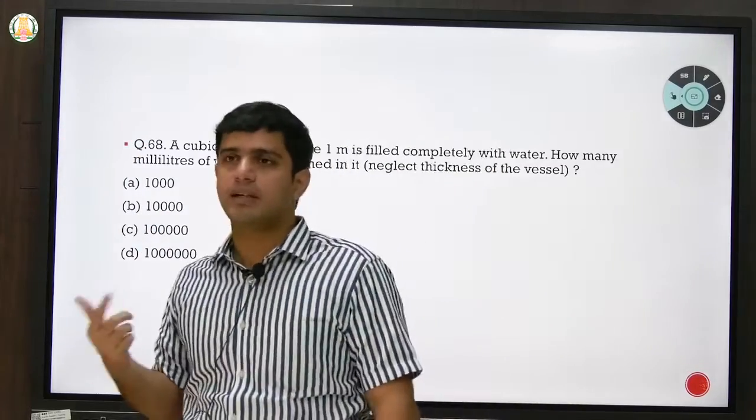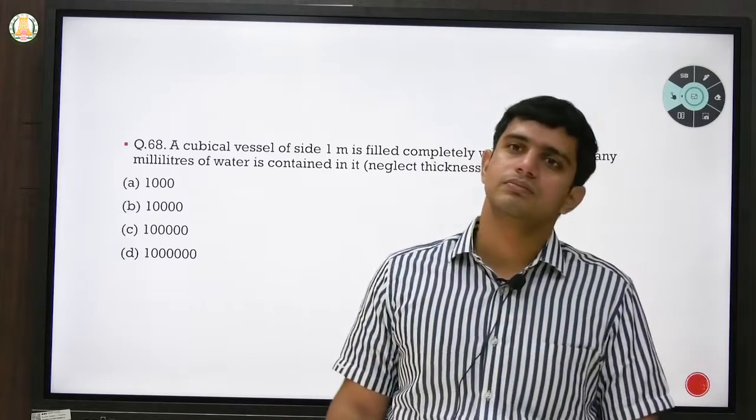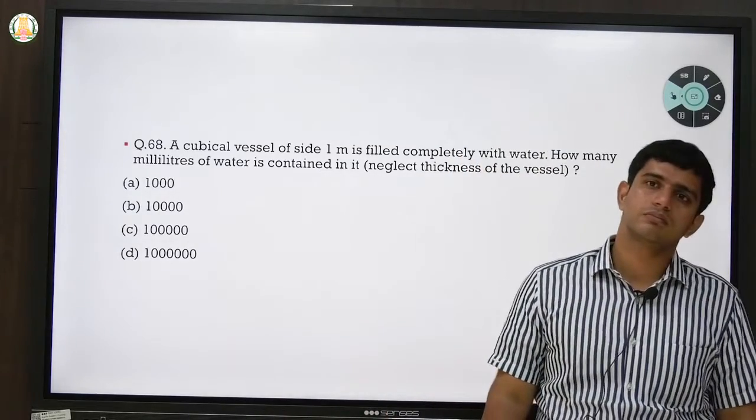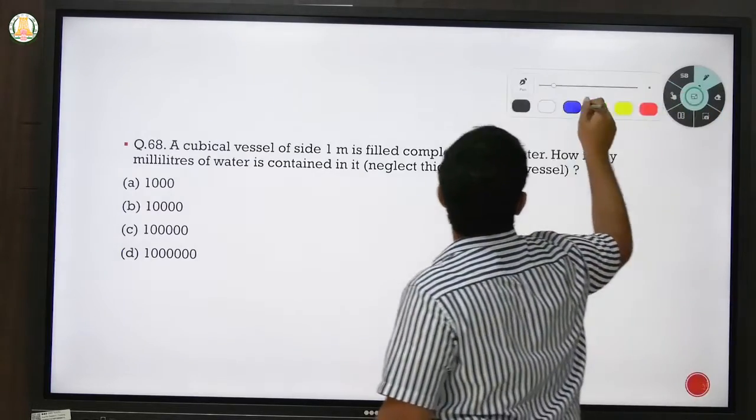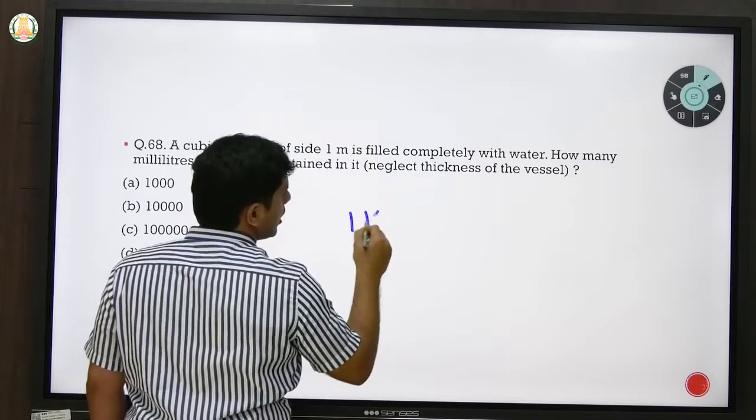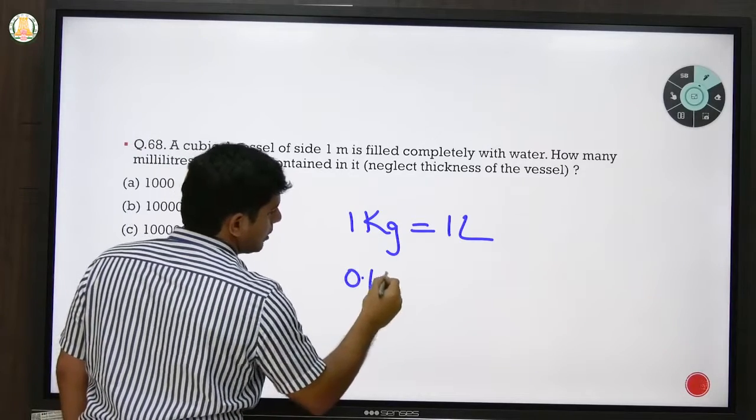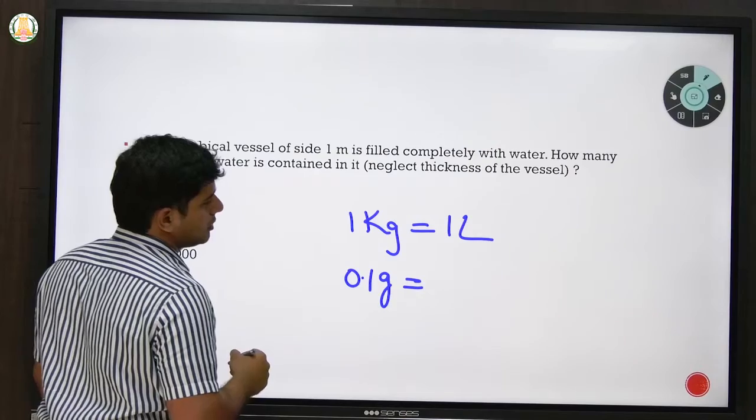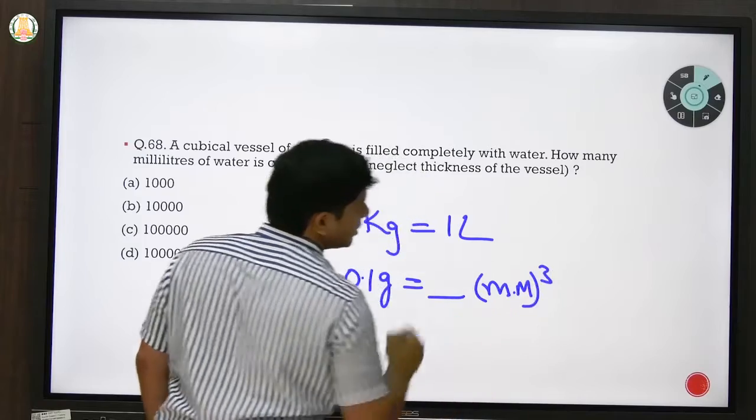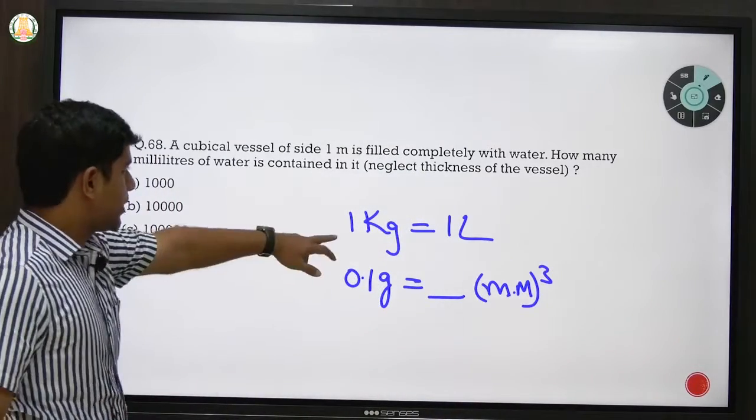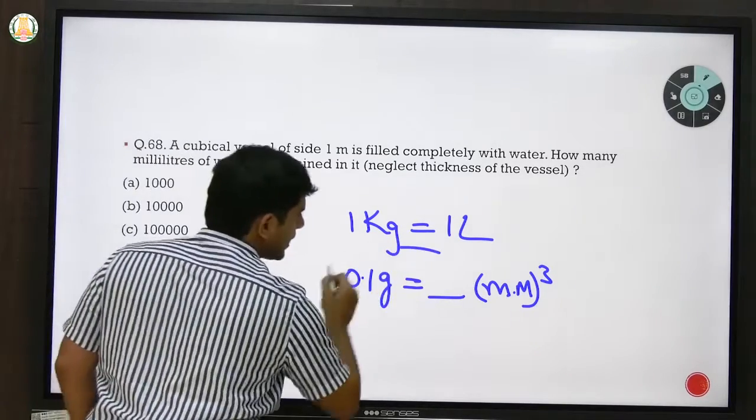So maybe as of now I can't recollect, but you should be able to know it. Same question: 1 kg is equal to 1 liter. Then 0.1 gram is equal to how many cubic millimeters? Okay, 1 kg, 1 liter. Then 0.1 gram is equal to how many cubic millimeters? You can again go back in the same way. So I'll tell you how. Now this is what they're asking.